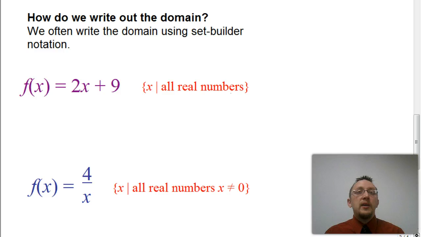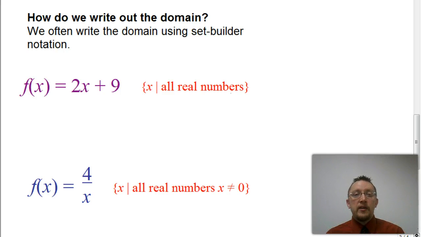Now, it's not always going to be all real numbers. Sometimes there are restrictions on our domain, some values that we can't use. For example, here we have f of x equals 4 divided by x. If you think about your rules of math, we can never divide by 0. So x could be any number: negative numbers, positive numbers, decimals, even fractions. The only thing that x cannot be is 0, because you can't divide by 0.